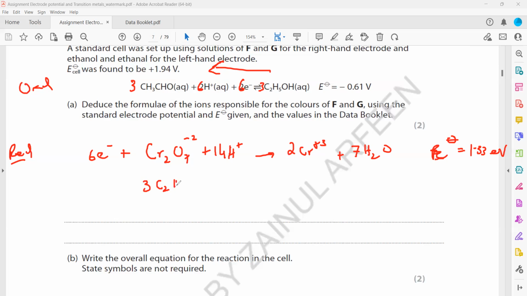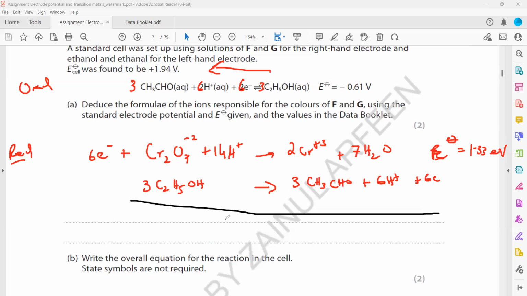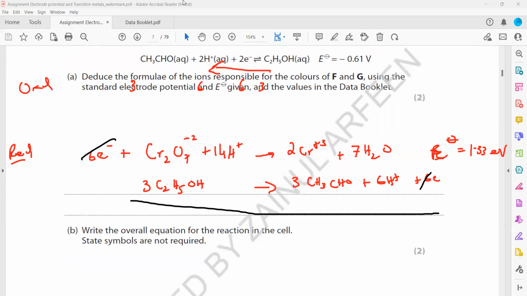So it will be 3C2H5OH. And then what is the reactant will be a product, so C3H7CHO, the aldehyde, plus six protons, plus six electrons. And now we combine the two equations because the question is to write the overall equation. When we combine, electrons always cancel with electrons. So what we are left with in this overall equation is Cr2O7 with the charge minus 2 plus 3C2H5OH. There are 14 here and there are 6, so 14 minus 6 will be 8. So there will be 8 protons because here we have 14 and here we have 6.